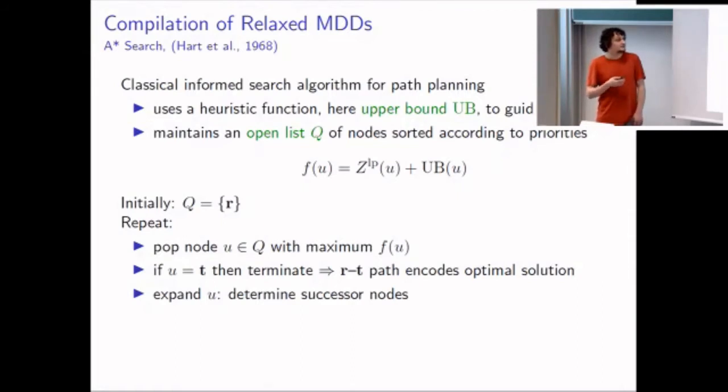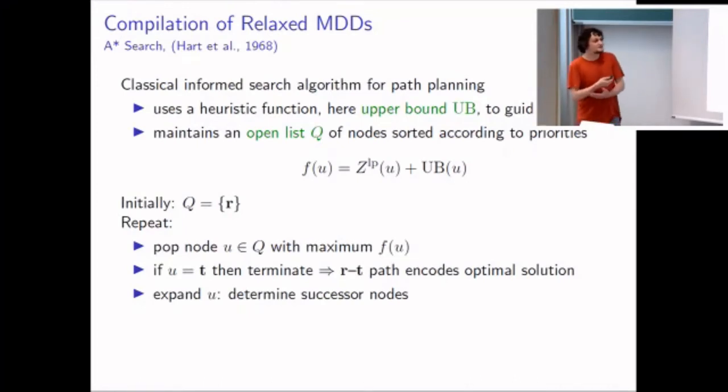The algorithm works as follows. First we initialize the open list with the root node, and then at each iteration we pop the most promising node from the open list. If the selected node is a target node, meaning a node that we cannot expand further, then we know from the principles of the A-star search algorithm that the longest path between the root node and this target node must encode an optimal solution, and we can terminate. Otherwise, we expand this node and insert all created successor nodes into the open list.